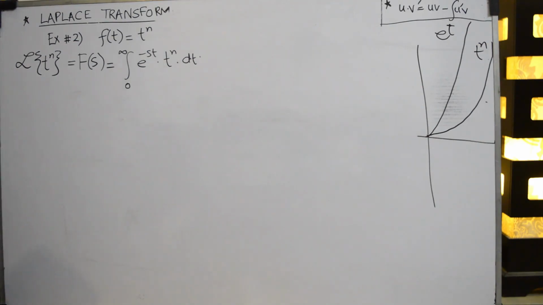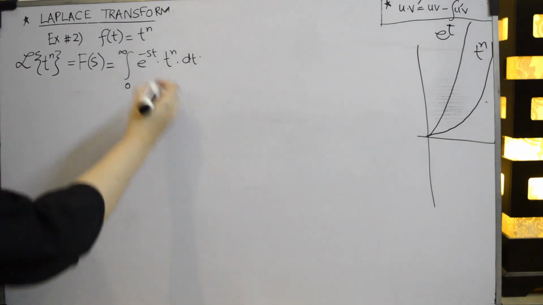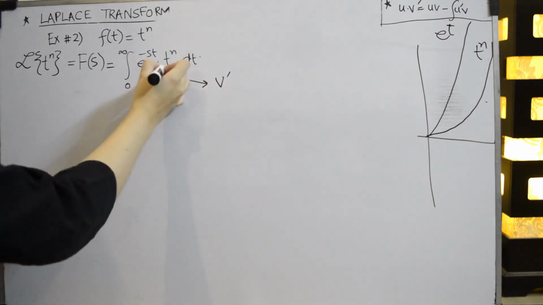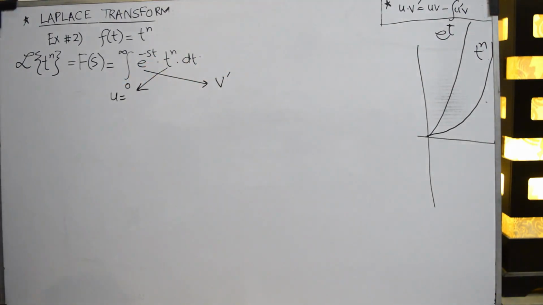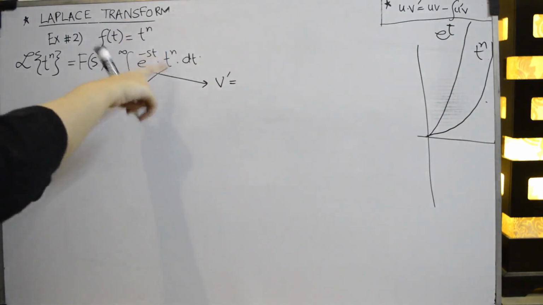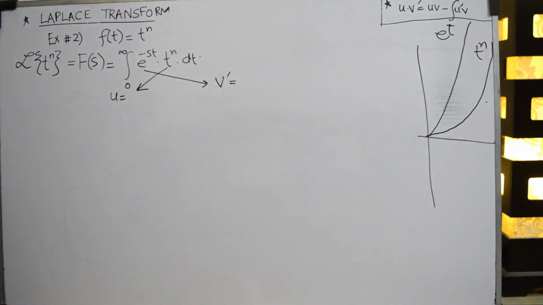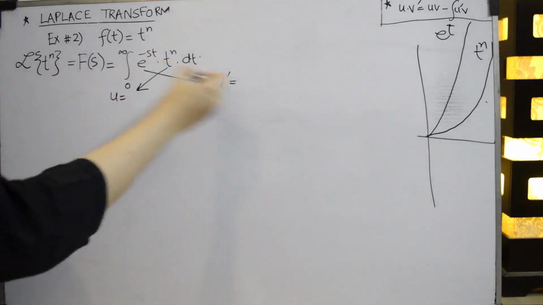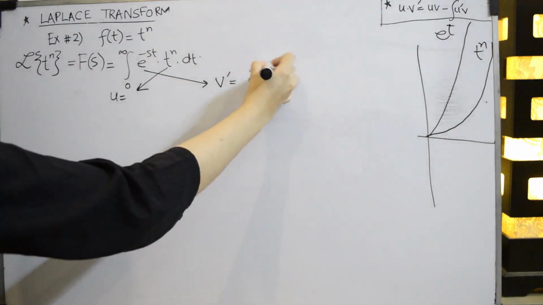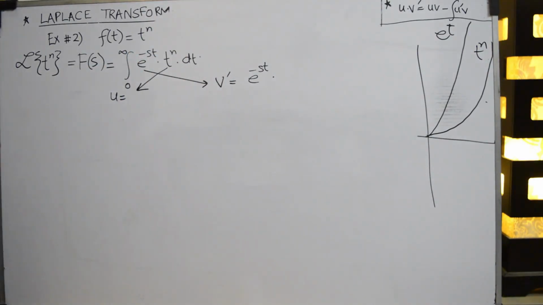So here I am selecting this as v dash and this as u, because e to the power minus st can be integrated. The other is also integrable, but it increases if I take its integral, whereas by differentiation it can be reduced, and e to the power minus st has no change in integral or differentiation. So u is selected as t to the power n, and v dash is selected as e to the power minus st.